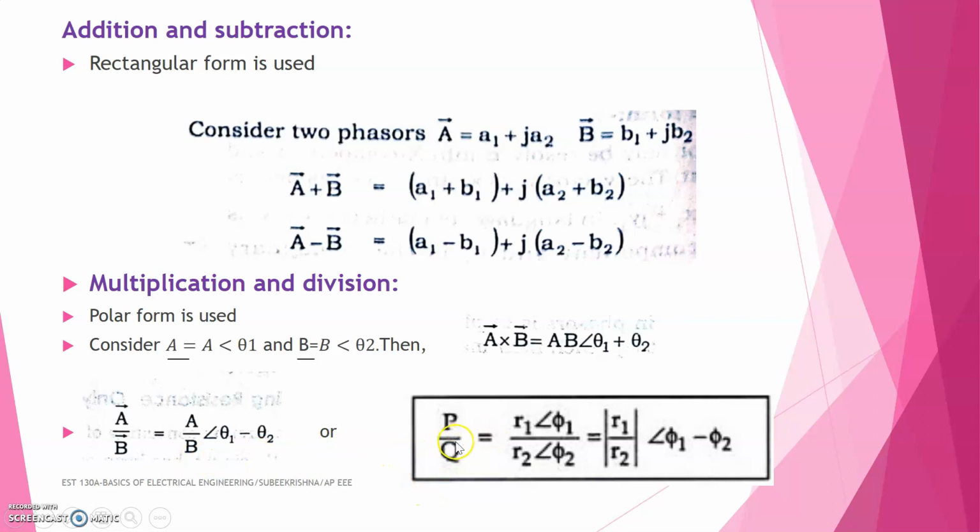Or in other words, there are two phasors P and Q existing in a system, and phasor P represents the value R1 angle theta 1 and phasor Q represents R2 angle theta 2. For taking the division of these two phasors, we should divide the magnitudes of these phasors first, that is R1 divided by R2. Then we should subtract the two phase angles, that is theta 1 minus theta 2. It will give us the division operation.